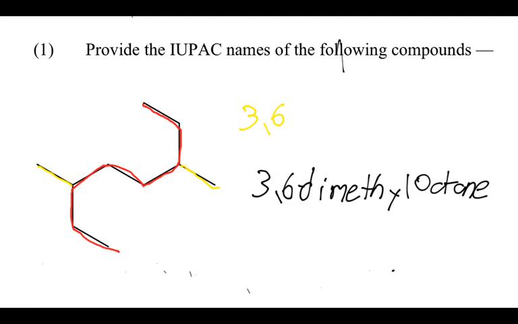Let's take a look. 3,6-dimethyl octane. Yeah, you put a dash in between, so I'll just write it once more. Right? So make sure you put the dash, right? And then the dimethyl octane. So that's great.